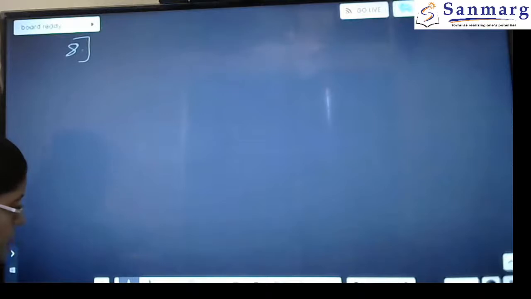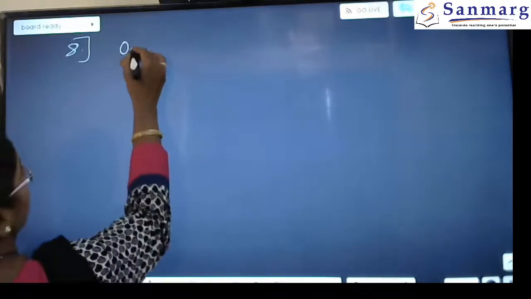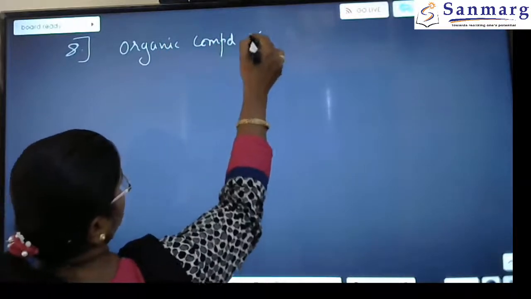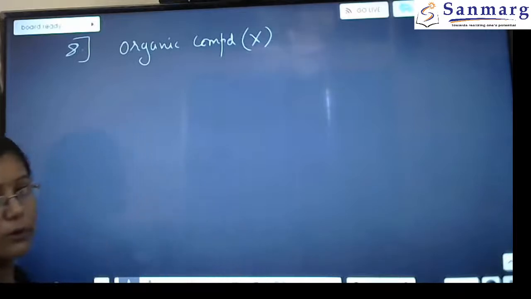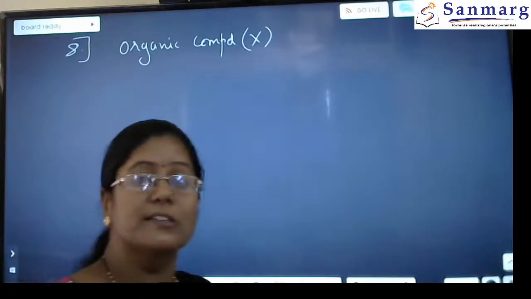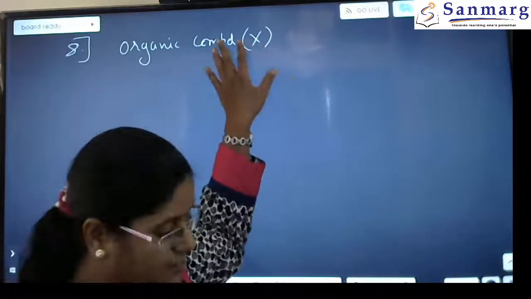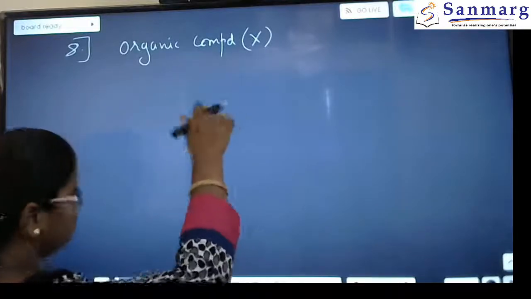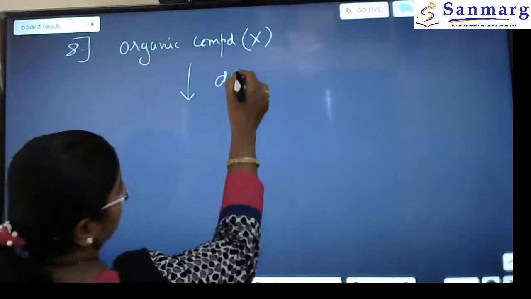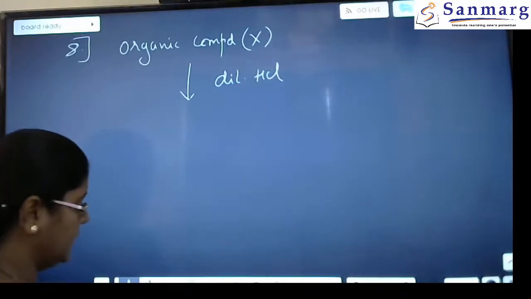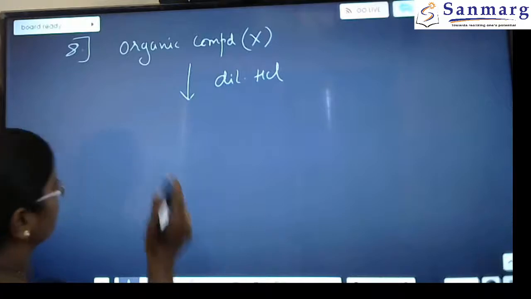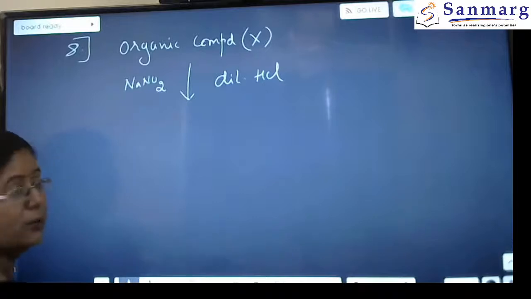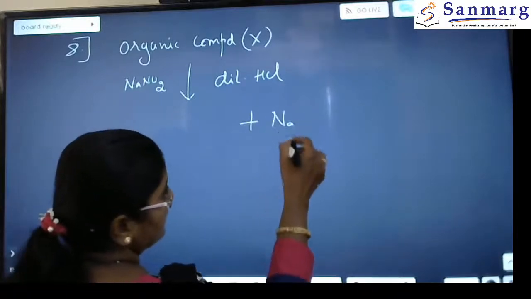Here they have taken an organic compound X. We don't know that compound. The question is to find out what that organic compound X is. They have taken organic compound X, which is soluble in dilute HCl, and then it is treated with sodium nitrite, NaNO2. Nitrogen gas is liberated.